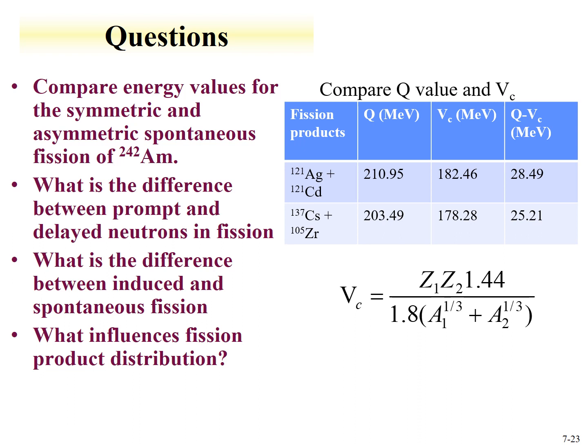For an asymmetric fission product distribution, I chose one fission product being cesium-137, a common fission product, and from that the remainder would be zirconium-105. I evaluated the Q value for that, again 203 MeV, and the Coulomb barrier using this equation, a little under 180. So the Coulomb barrier is lower for the asymmetric. The Q value is also lower. And the Coulomb barrier is lower by a greater amount, so the overall energy is less.